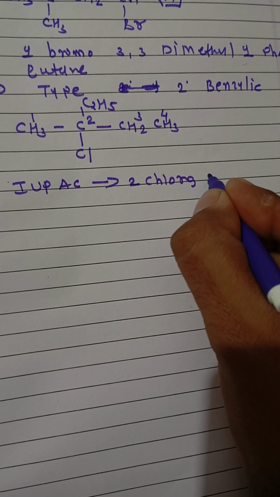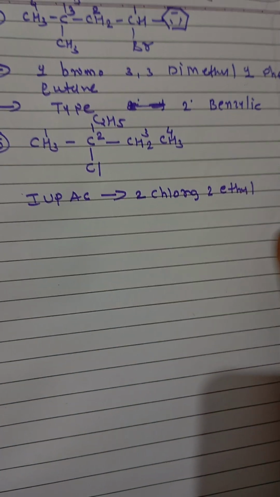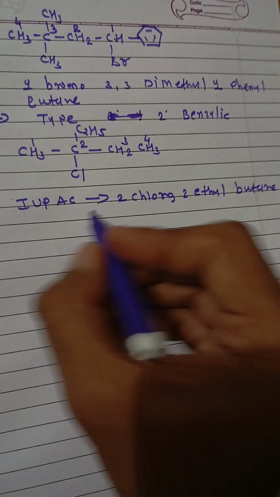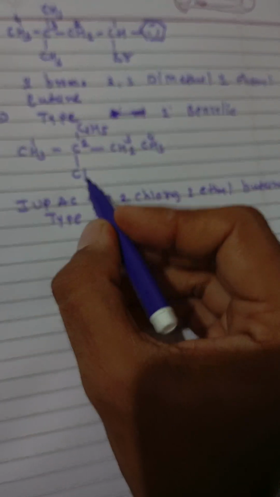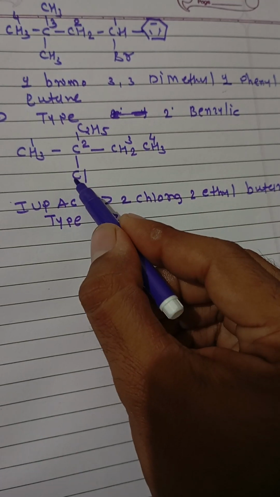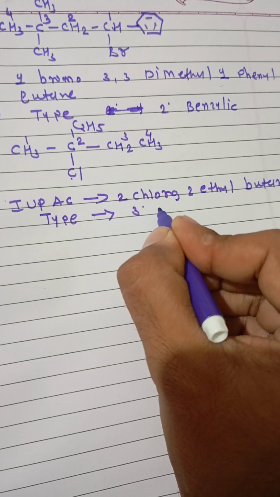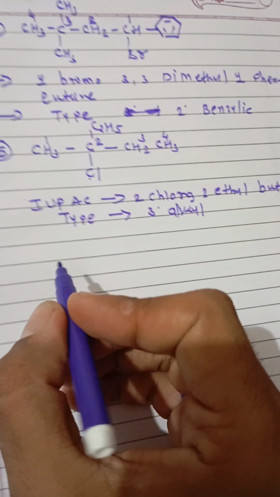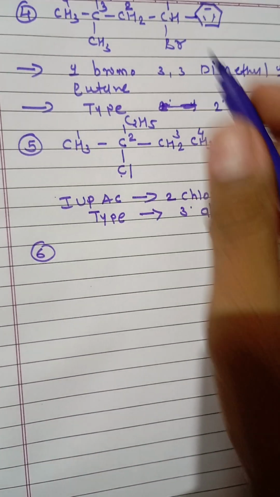Also the C2H5 ethyl group is there as a substituent. So 2-chloro, 2-ethyl, total 4 carbons we have is called butane. And the type of haloalkane: the chlorine-containing carbon is attached with 3 other carbons, so it is called a tertiary alkyl group. Tertiary alkyl group. So remember that this kind of classification is also given in the book.